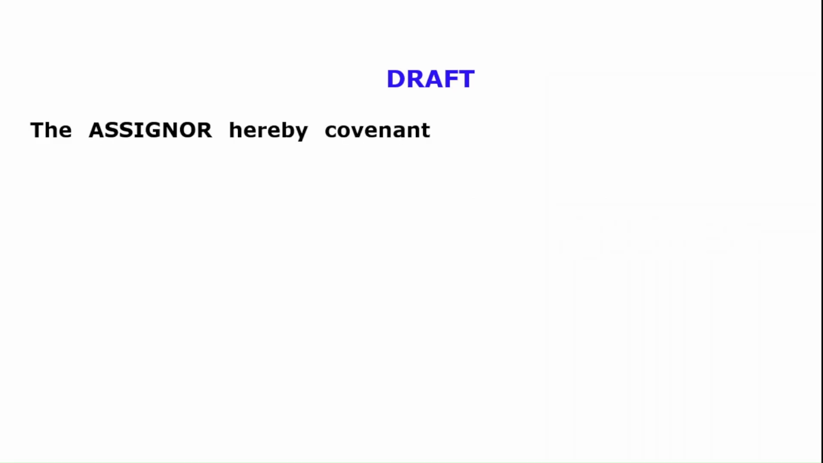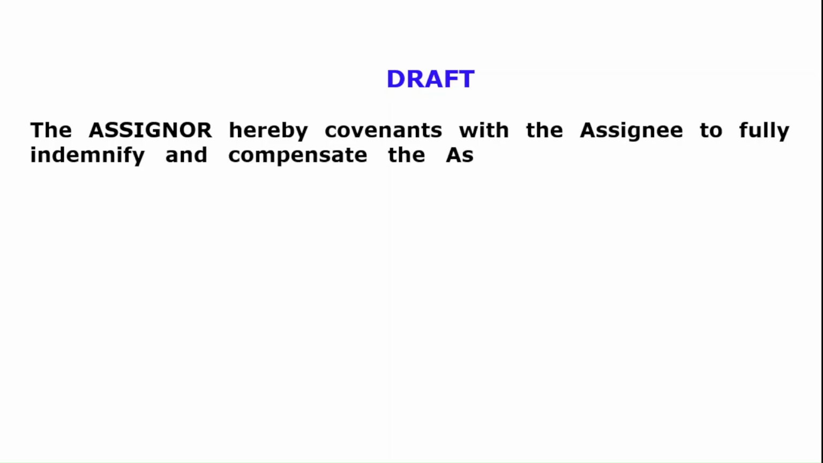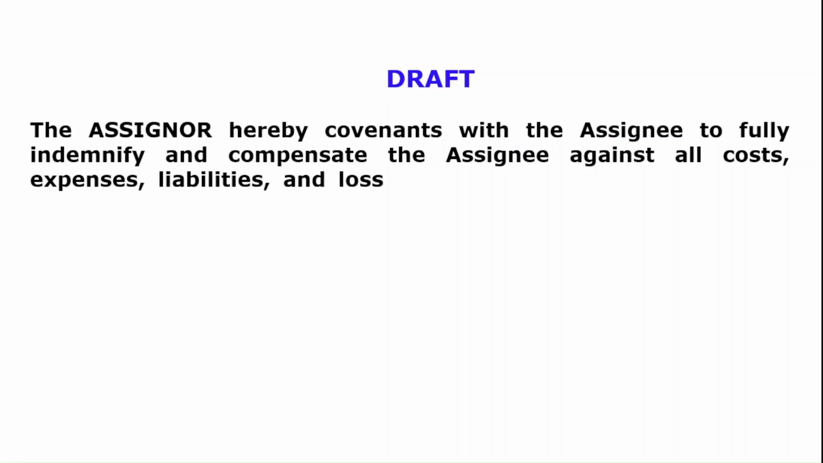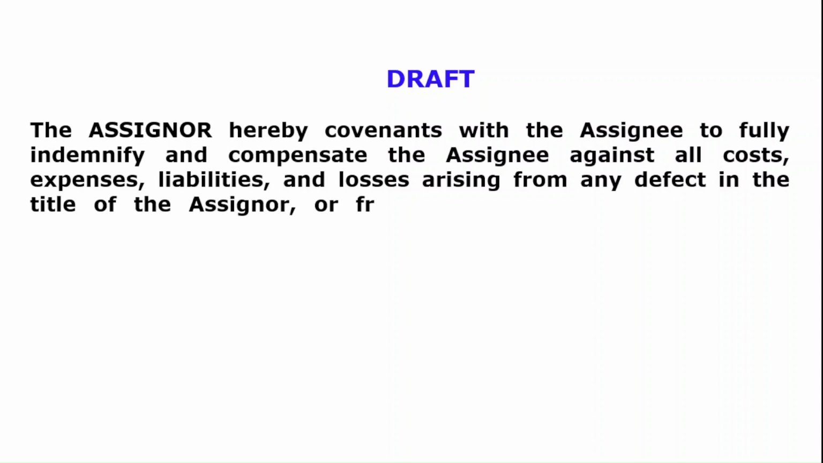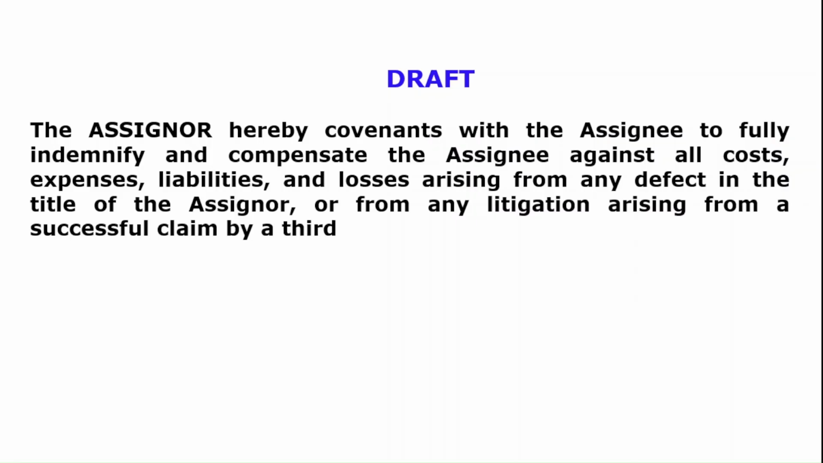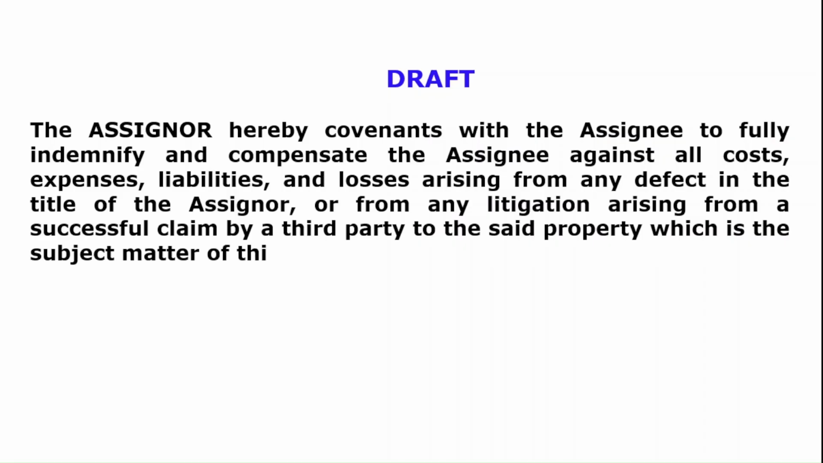The assignor hereby covenants with the assignee to fully indemnify and compensate the assignee against all costs, expenses, liabilities, and losses arising from any defect in the title of the assignor or from any litigation arising from a successful claim by a third party to the said property, which is the subject matter of this deed. So you can see that all the explanations we have had so far are well captured in the draft.